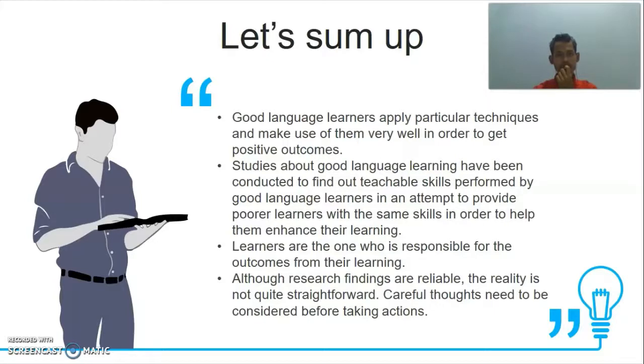And then learners are the one who is responsible for the outcomes from their learning. Despite the presence of strategies in their learning, it is the learners themselves that are responsible for the outcomes of their learning. And then last one, although research findings are reliable, the reality is not quite straightforward. So we need to be careful when taking actions. We need to consider many things, especially the individual differences that occur among learners. And that is the end of my presentation.